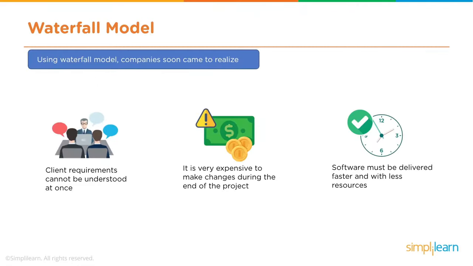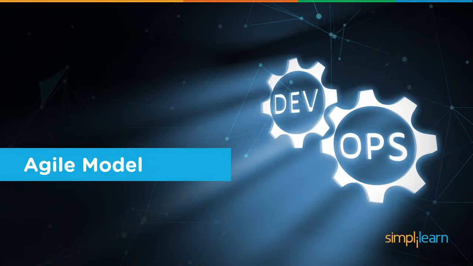So using the waterfall model, companies have soon come to realize that the clients just aren't able to get their feedback in quickly, effectively. It's very expensive to make changes once the teams have started working. And the requirement in today's digital world is that solutions simply must be delivered faster. And this has led to a specific change in Agile. And we start implementing the Agile model.